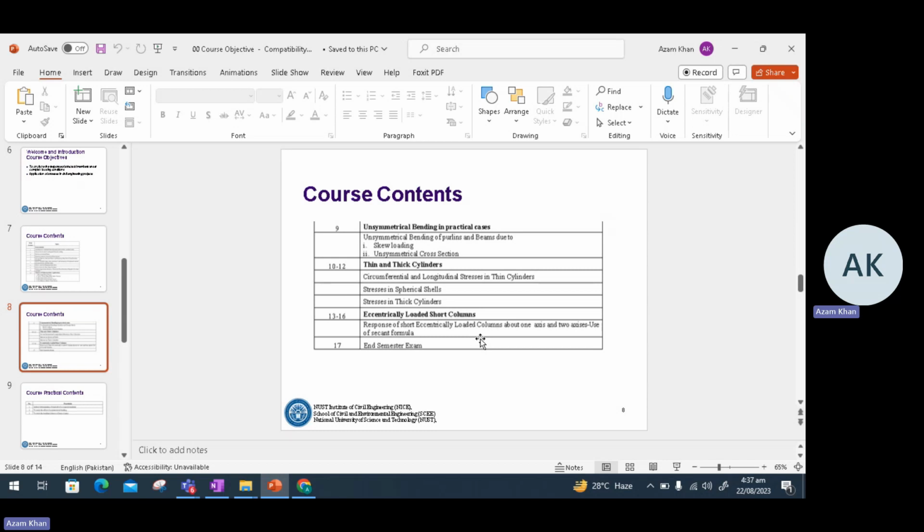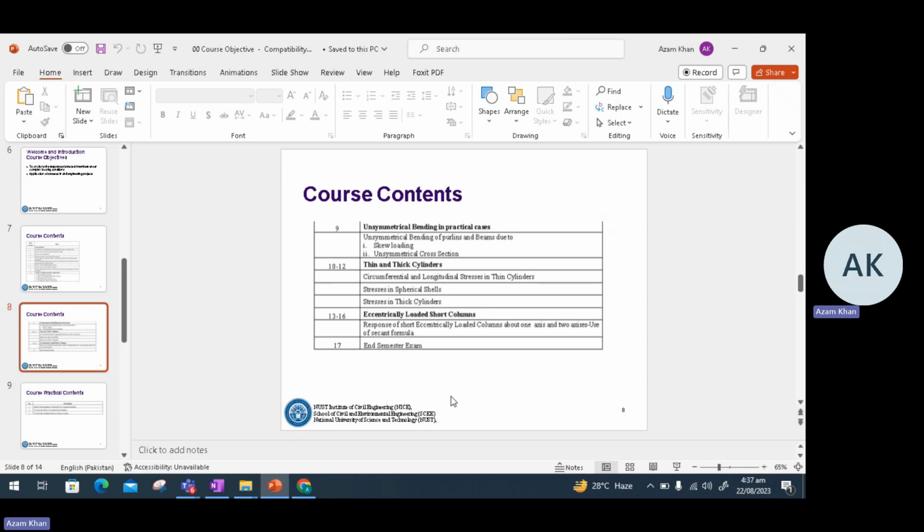So we will try to go deeper into the flexure behavior of structure and do unsymmetrical bending. Beside that, shear centers and that sort of problems will also be discussed. Week 10 to 12 will be devoted to thin and thick walled cylinders, where we'll do circumferential and longitudinal stresses in these cylinders, stresses in shells, cylinders. This will be discussed.